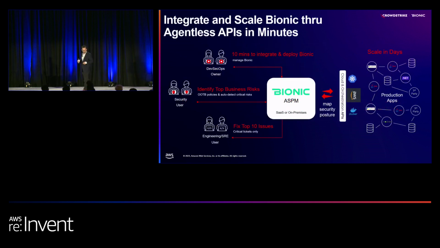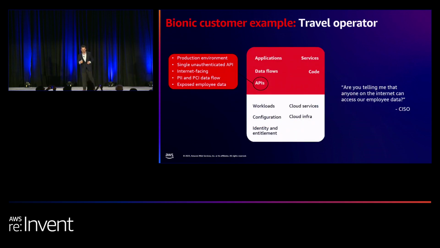Bionic is agentless. There's no installation. You associate it with the code itself. We don't have to look at source code. We're able to look at the binaries themselves. And it, again, simplifies identifying the top business risks.